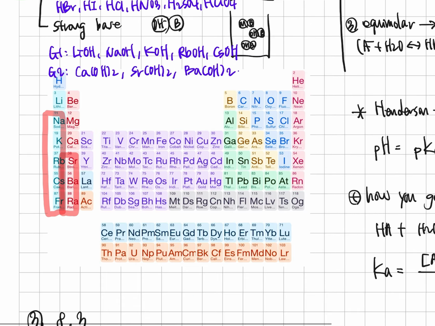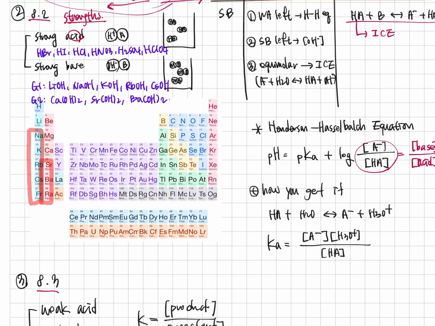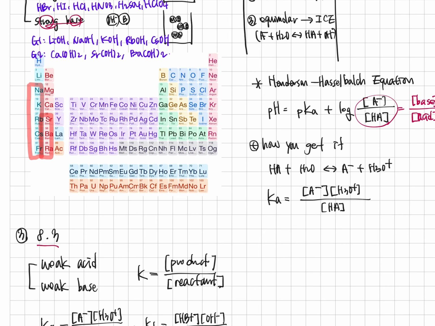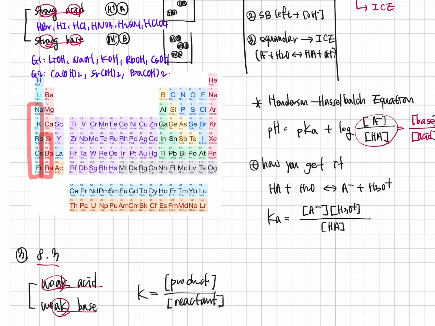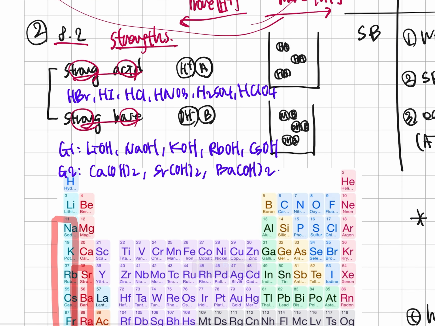So 8.2 and 8.3 together talk about the strengths of acids and bases. We have a strong acid, a strong base, a weak acid, and a weak base, so there are 4 categories in total. Let's start by looking at the strong acid. Because it's an acid, it's going to have an H plus in it and a conjugate base attached to it, and it's going to exist like this in the solution.